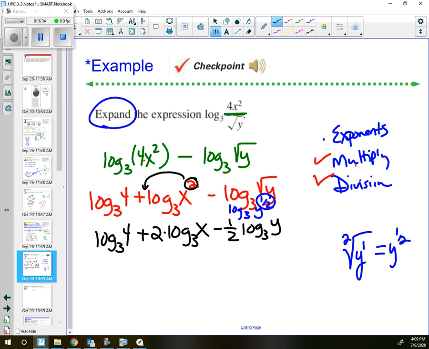And notice your arguments, 4, x, y. There's no multiplication or division or powers left in any of them. So remember, with radicals, we want to rewrite those as exponentials if we can. All right, so that's what expand means.